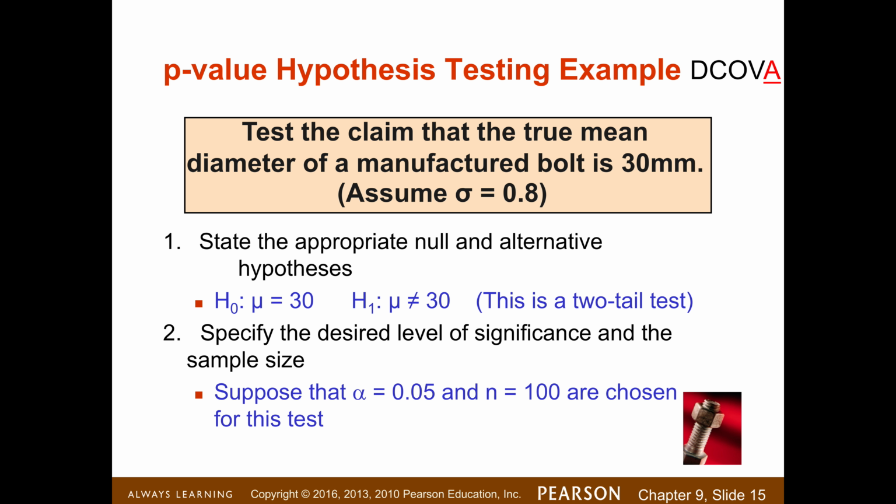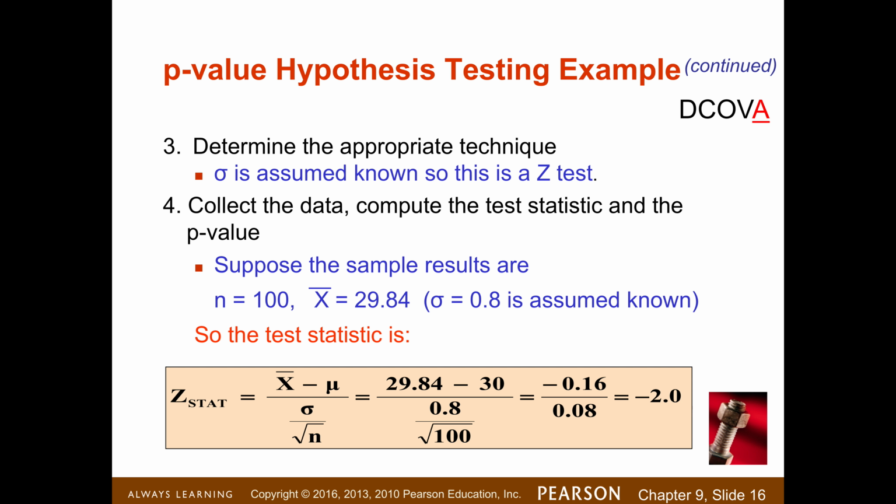So we choose 100 randomly selected bolts. Again, population standard deviation is assumed to be known, so it's a z-test. Calculate your test statistic. It's still -2. The test statistic doesn't change. It's the same value. It's calculated the same way. Has the same notation, z subscript stat.